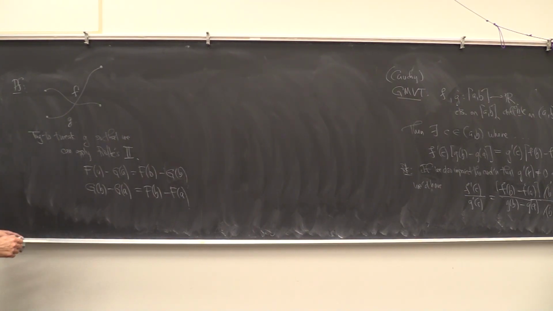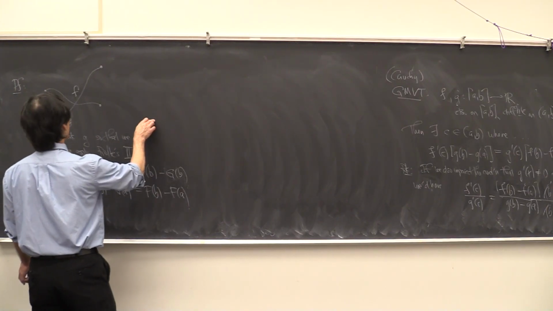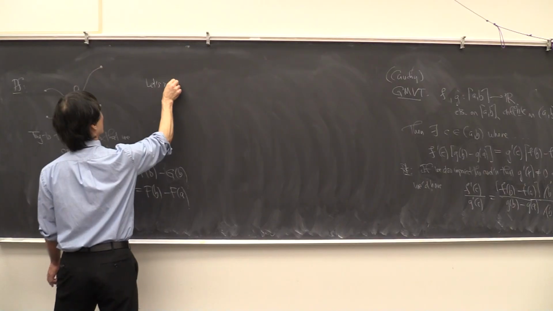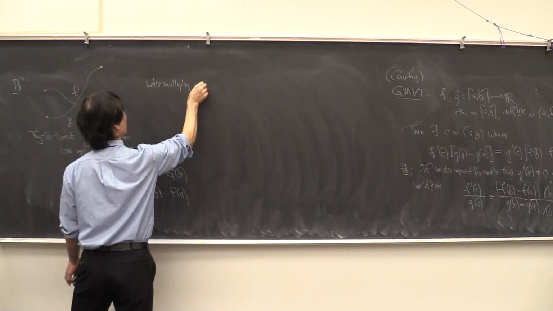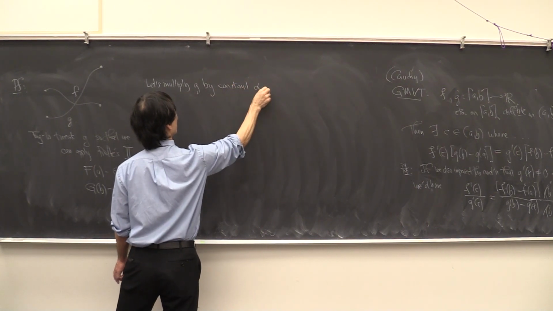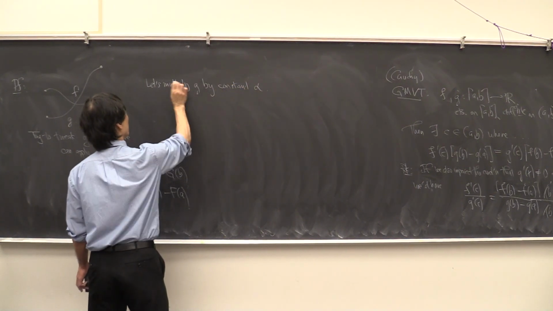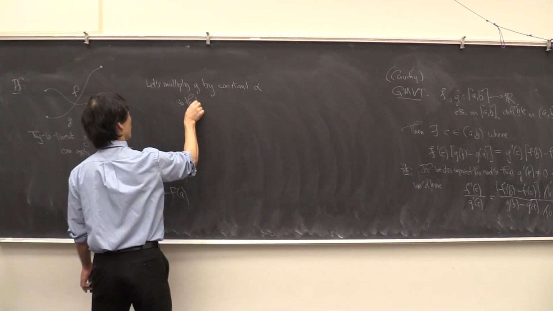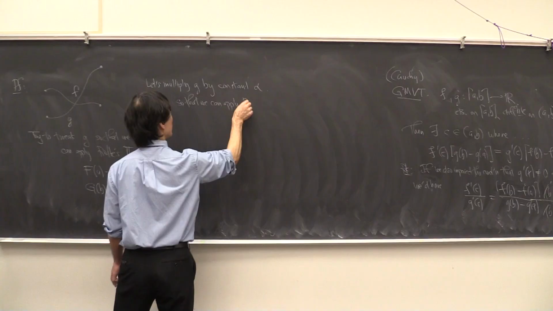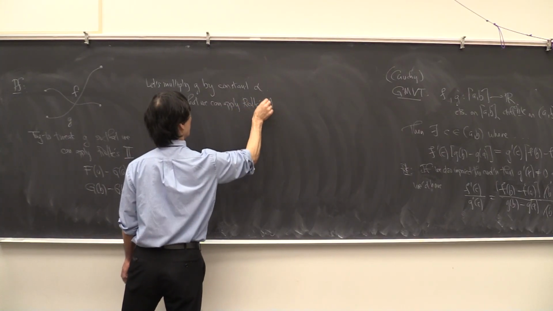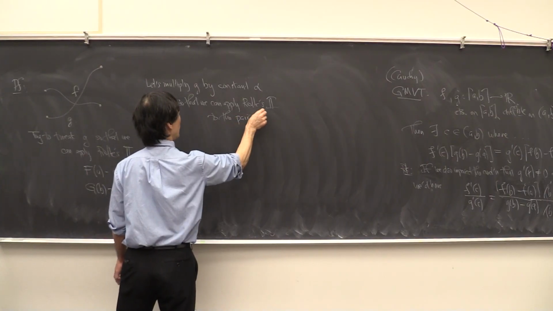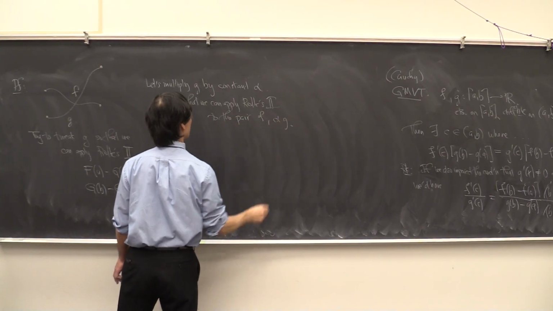So what we do is we say, let's multiply g by some constant, alpha, so that we can apply Rolle's to the pair f and alpha g.